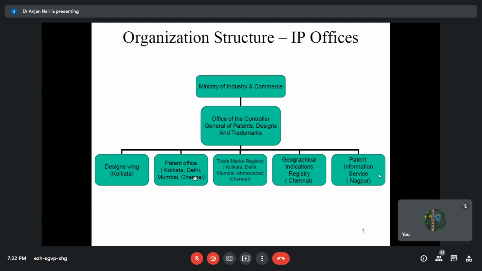So for South India, for example, if somebody from Kerala wants to file a patent, we have to file it in the patent office in Chennai. Okay, so similarly for trademark, you have offices in Kolkata, Delhi, Mumbai, Ahmedabad, and Chennai. For GI, it is in Chennai alone, and there's an additional patent information service center in Nagpur.